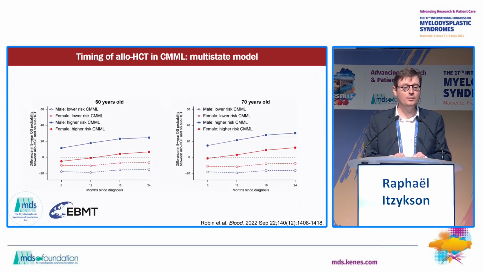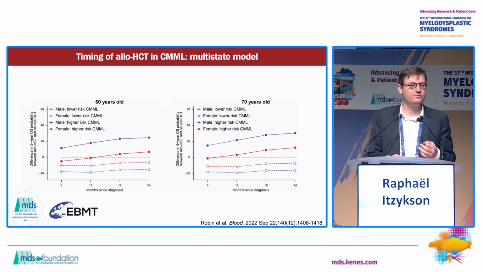And this is what is summarized here on this plot for patients on the left. That would be a typical 60-year-old patient, and on the right plot, a typical 70-year-old patient. So let me walk you through these graphs that are not completely intuitive to interpret. We looked at the difference in predicted survival after allogeneic stem cell transplantation or without allogeneic stem cell transplantation at 6, 12, 18, or 24 months from diagnosis.